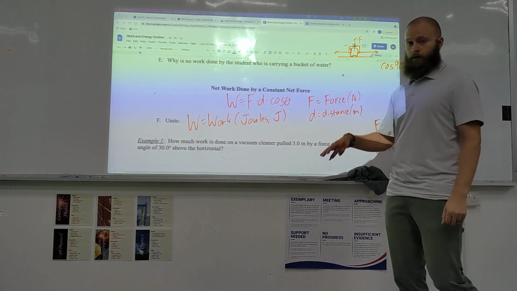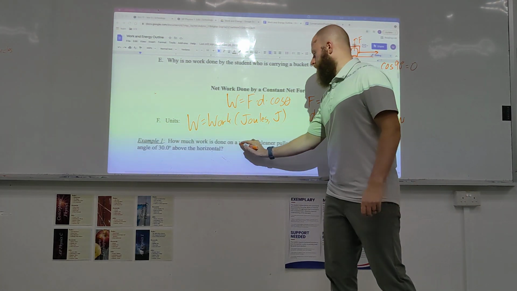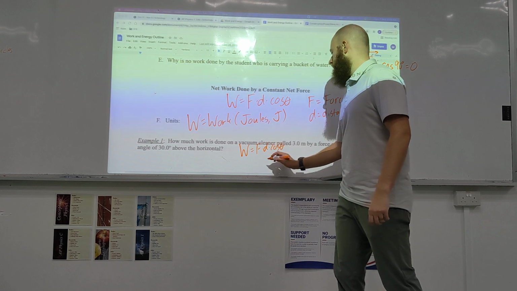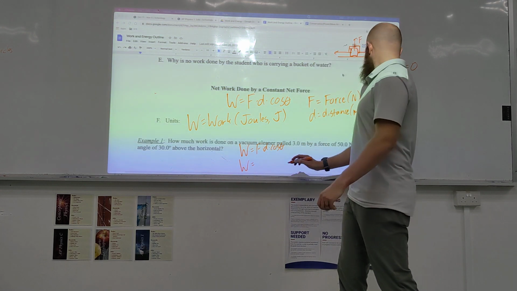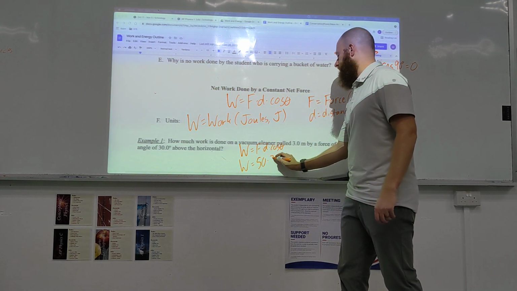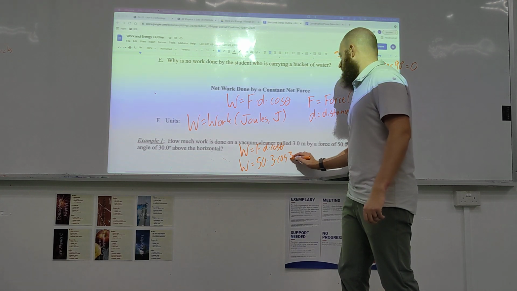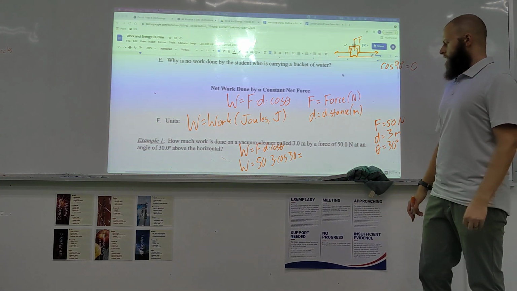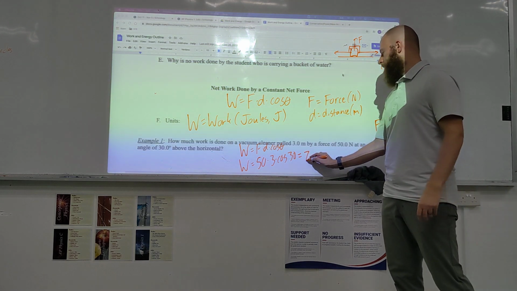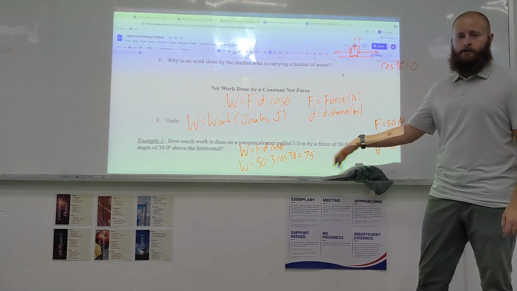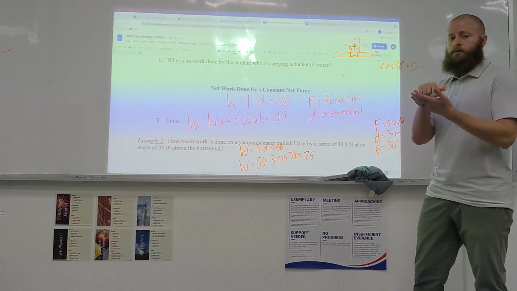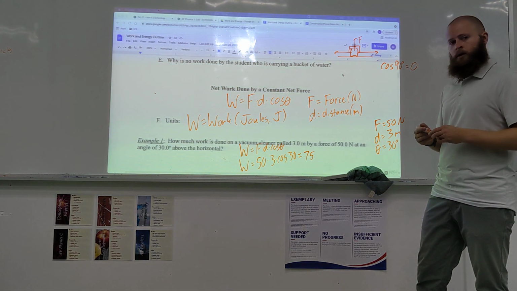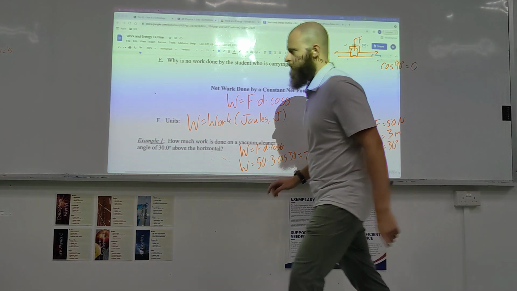So let's go ahead and write our formula first. Work equals force times distance times cosine theta. So work equals force, which is 50, times 3 times cosine 30. So that should give us something around 75. I'm just guessing. You can go ahead and punch it into a calculator and find out what that is. Okay, let's move on to the next part.